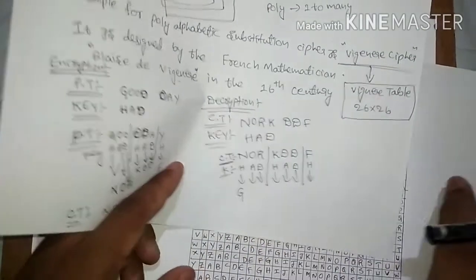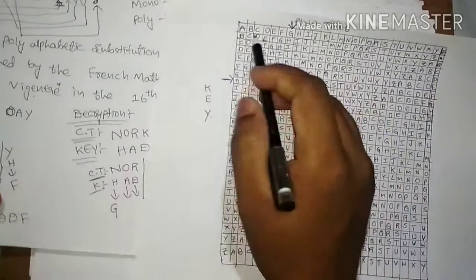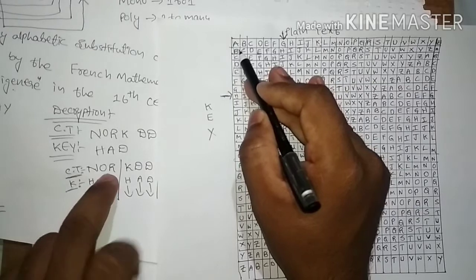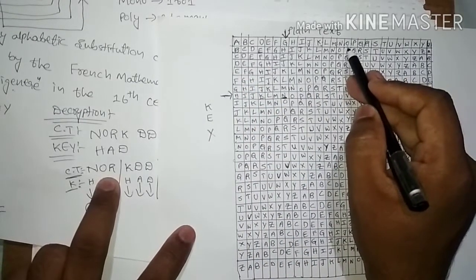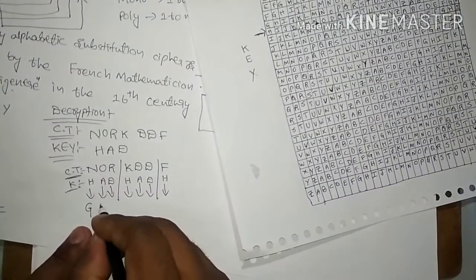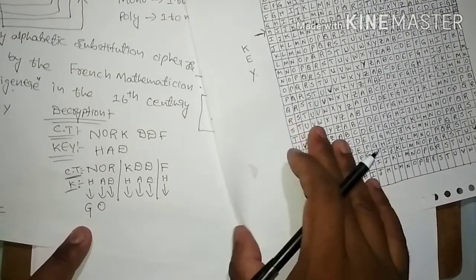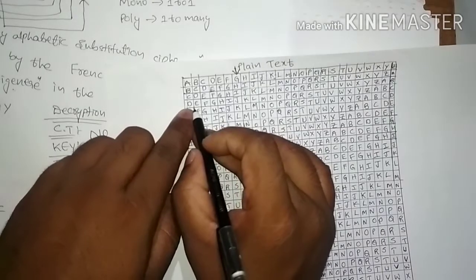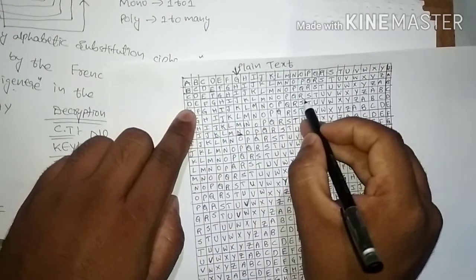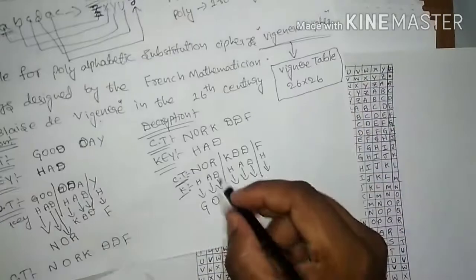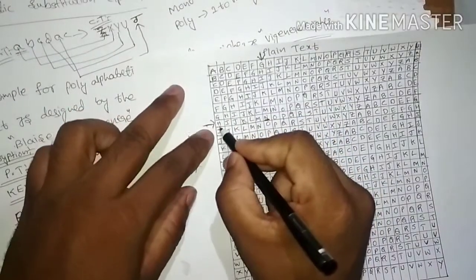Next O and A. Key is A. Ciphertext is O. So the answer is O. Next one is R and D. First key value D. Next R. So the value is O. Next K and H.